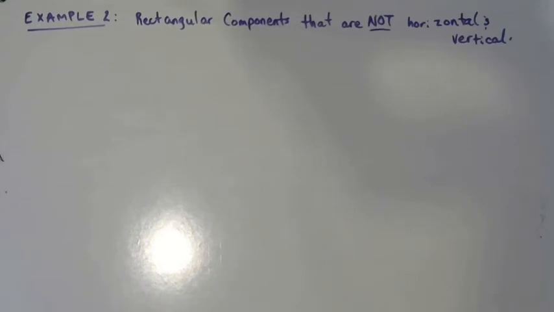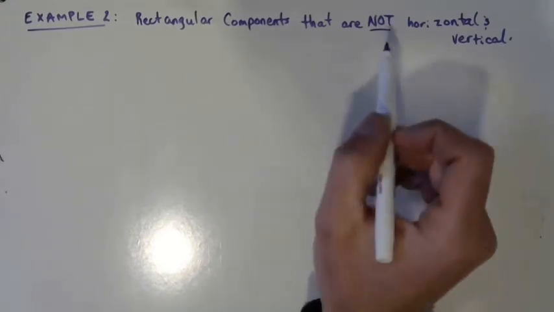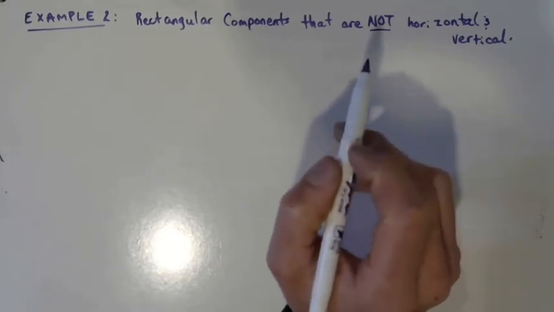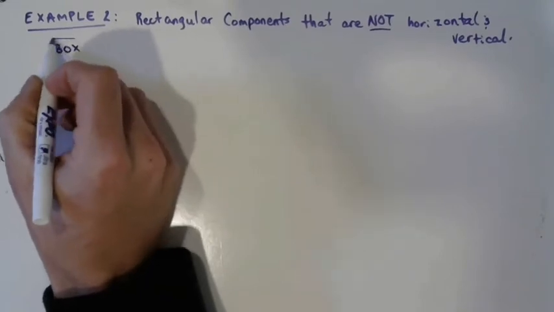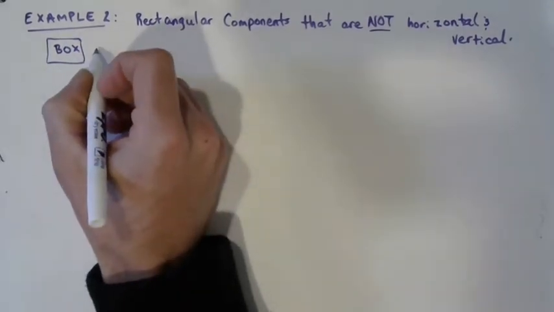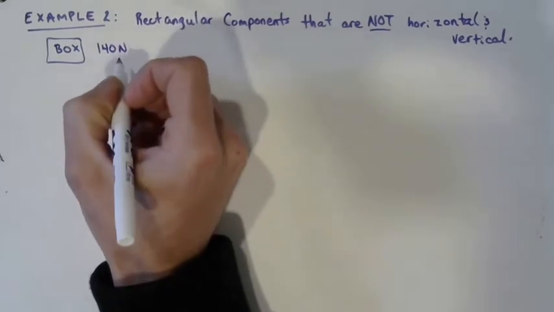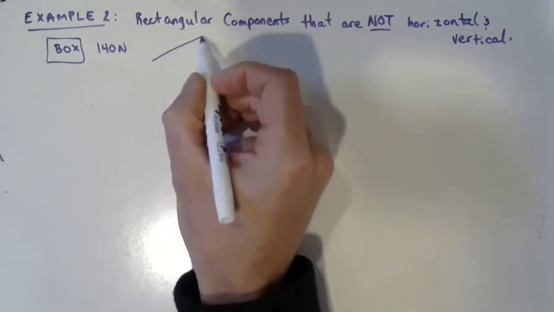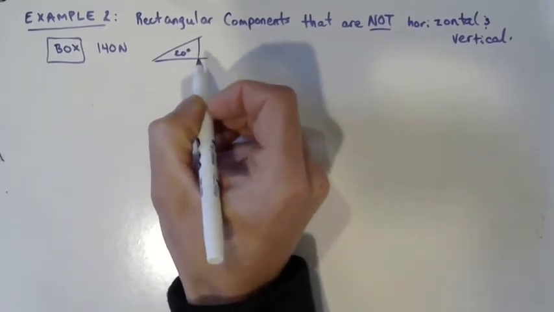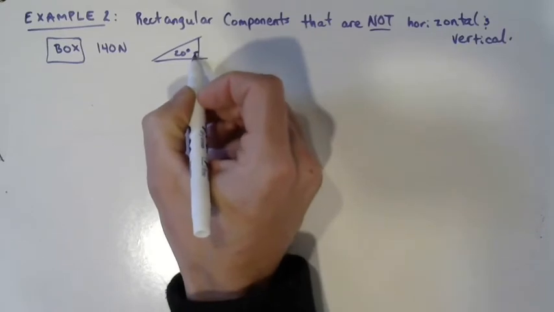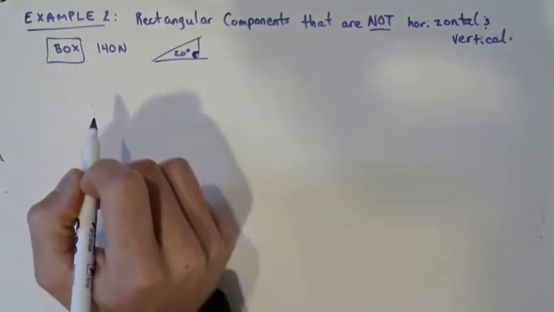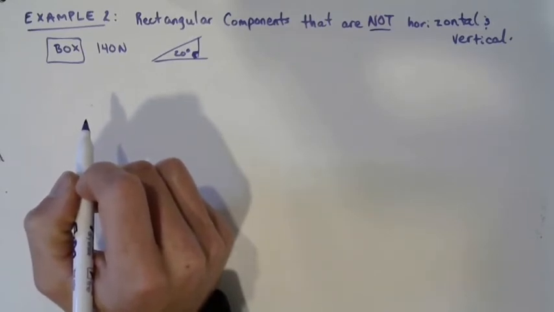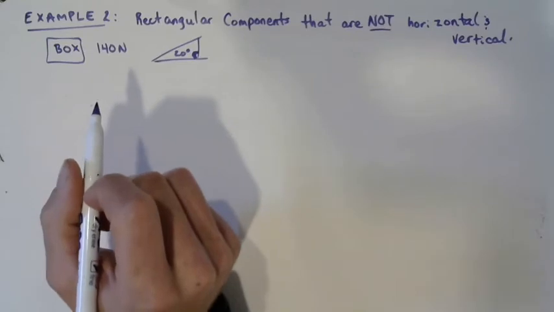Second example, we're going to find rectangular components that are not horizontal and vertical. Okay, so we have a situation where a box is on a ramp. We have a box, and it weighs 140 newtons. It's resting on a ramp, and the ramp is inclined at an angle of 20 degrees. Okay, so those are the two things that we have. And we're going to resolve the weight into rectangular components that is keeping the box at rest.